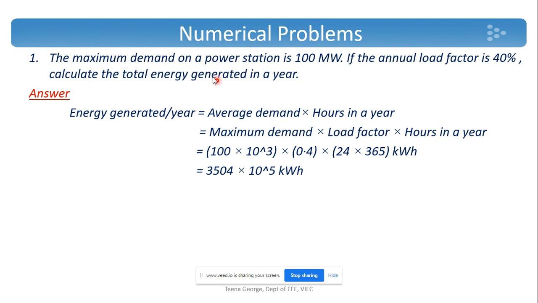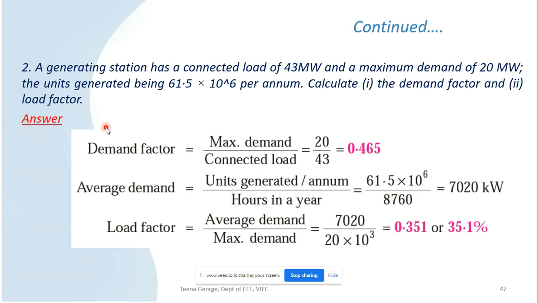We have the maximum demand as 100 megawatt, that is 100 into 10 raised to 3 kilowatt, and the load factor is 0.4. Hours in a year is 24 into 365, or 8760. So we will get the answer as 3504 into 10 raised to 5 kilowatt hour as the annual energy generated.